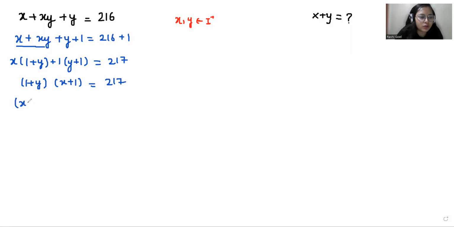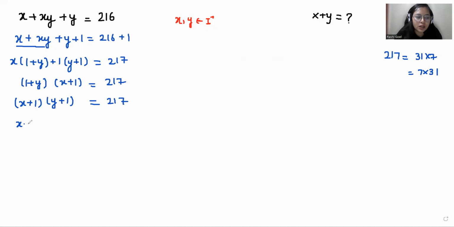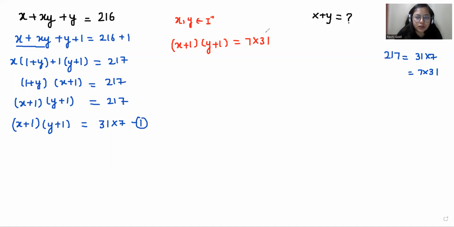So if I write this, we can write it as (x plus 1) times (y plus 1) equals 217. Now 217 we can write as 31 times 7 or 7 times 31. So we can break it as (x plus 1)(y plus 1) equals 31 multiplied by 7, first case. And the second one is when (x plus 1)(y plus 1) equals 7 times 31.